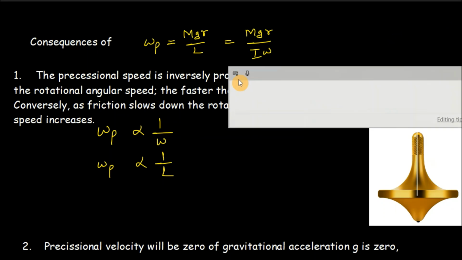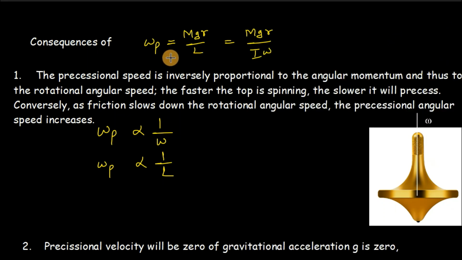Now, consequences of precessional velocity ω_p, that is mgr by L, equal to mgr divided by I, rotational inertia, multiplied by angular velocity ω. So consequence number one: the precessional speed is inversely proportional to the angular momentum L, and thus to the rotational angular speed. The faster the top is spinning, the slower it will precess. Conversely, as friction slows down the rotational angular speed, the precessional angular speed increases.